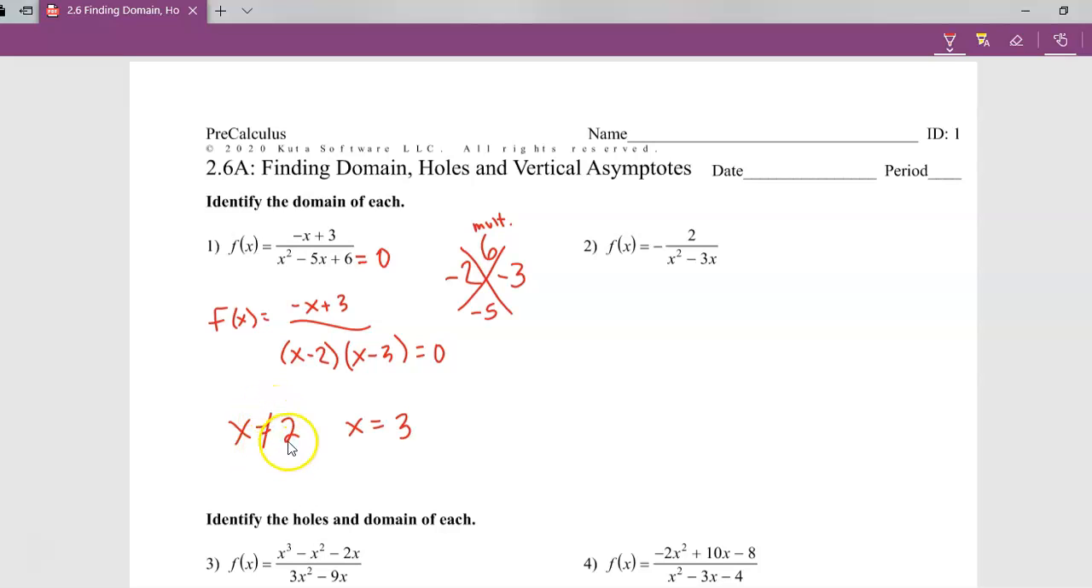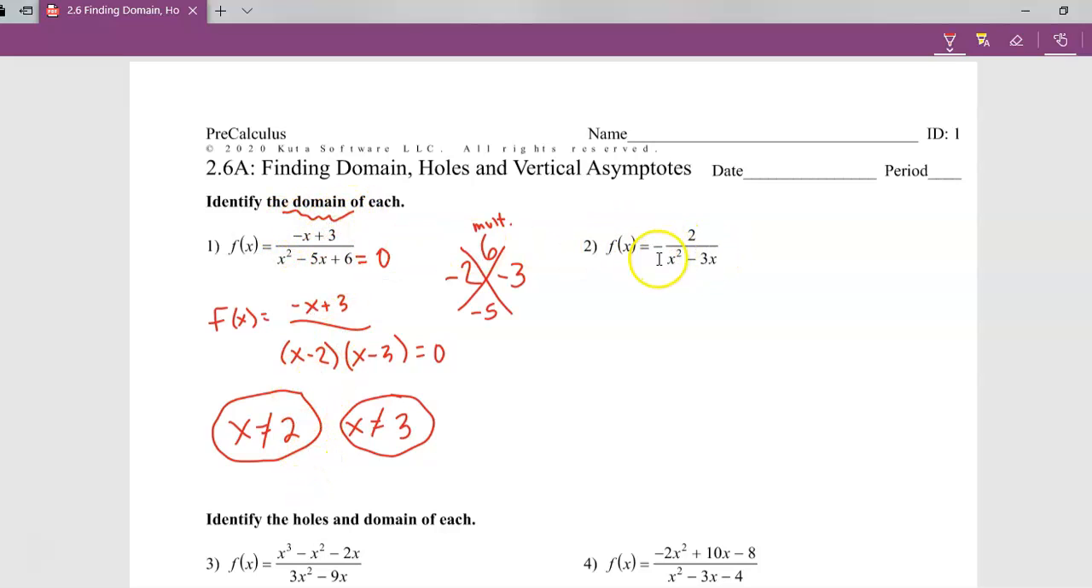And because we do not want our denominator to equal 0, these are the two x values that need to be excluded. So what this means is that we can plug any x value on the real number line in for x on this function, except for 2 and 3, because 2 and 3 will give me a 0 denominator. Okay, so that is what we're looking for when we're looking for the domain.